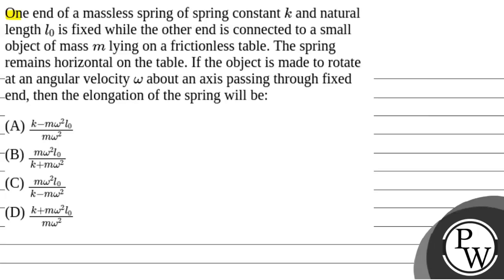The question says that one end of a massless spring of spring constant K and natural length L0 is fixed while the other end is connected to a small object of mass M lying on a frictionless table. The spring remains horizontal on the table. If the object is made to rotate at an angular velocity omega about an axis passing through the fixed end, then the elongation of the spring will be.